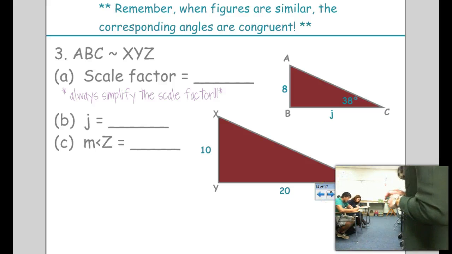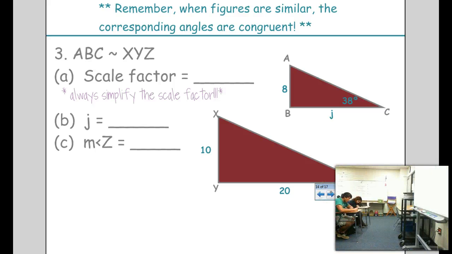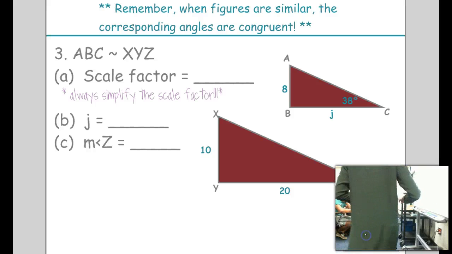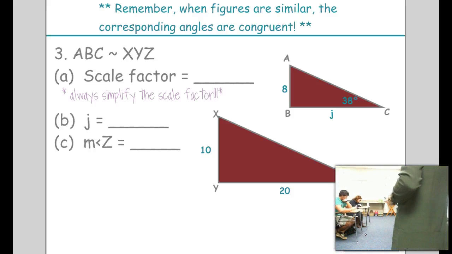Okay. Now you can do number 3, scale factor. Simplify it. Second over first. That's all you have to do. Julius, what's the scale factor? Give me a number from the second figure. Here's the first figure. Here's the second figure. What number does that go with? Put the second over the first.